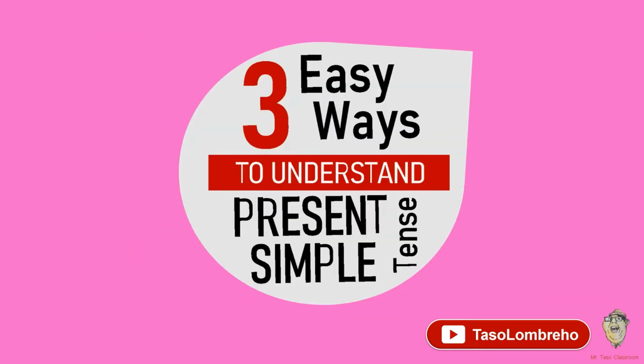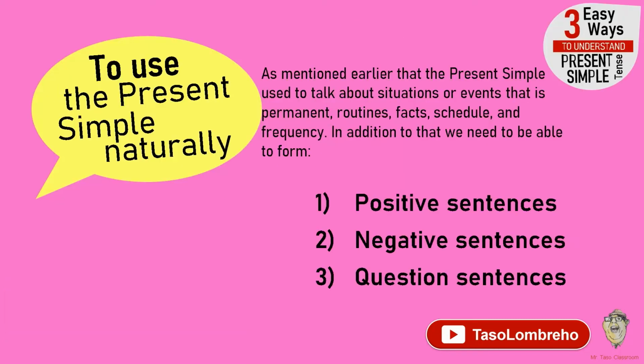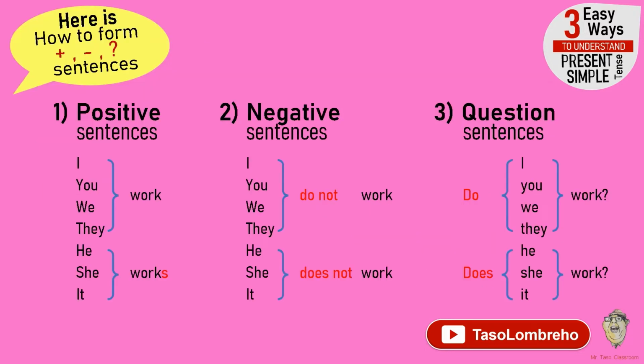Moving on to question 2, how to use the present simple. To use the present simple naturally, as mentioned earlier, the present simple is used to talk about situations or events that are permanent, routines, facts, schedule, and frequency. In addition to that, we need to be able to form positive sentences, negative sentences, and question sentences. So here is how to form positive, negative, and question sentences.